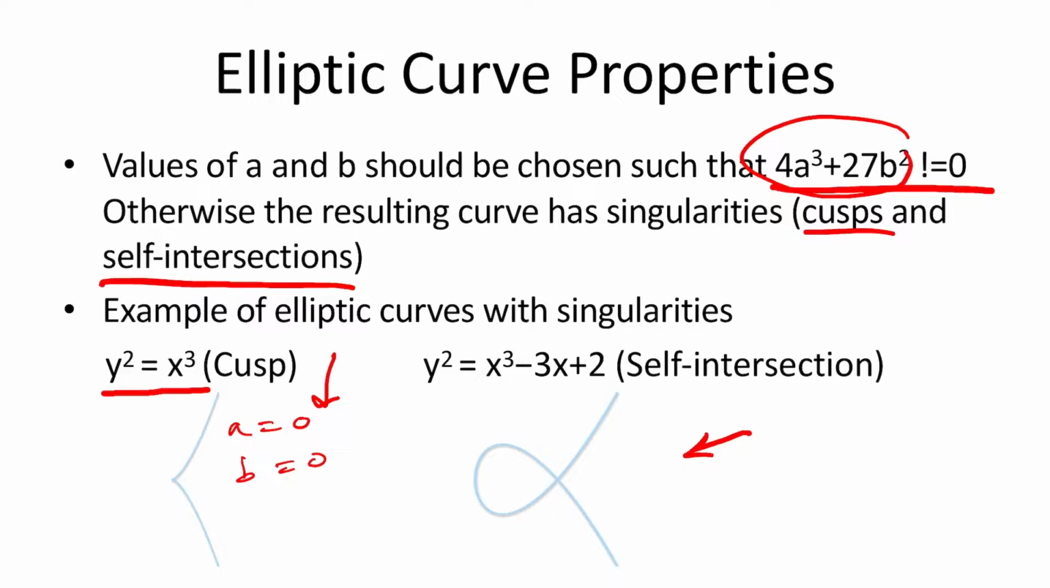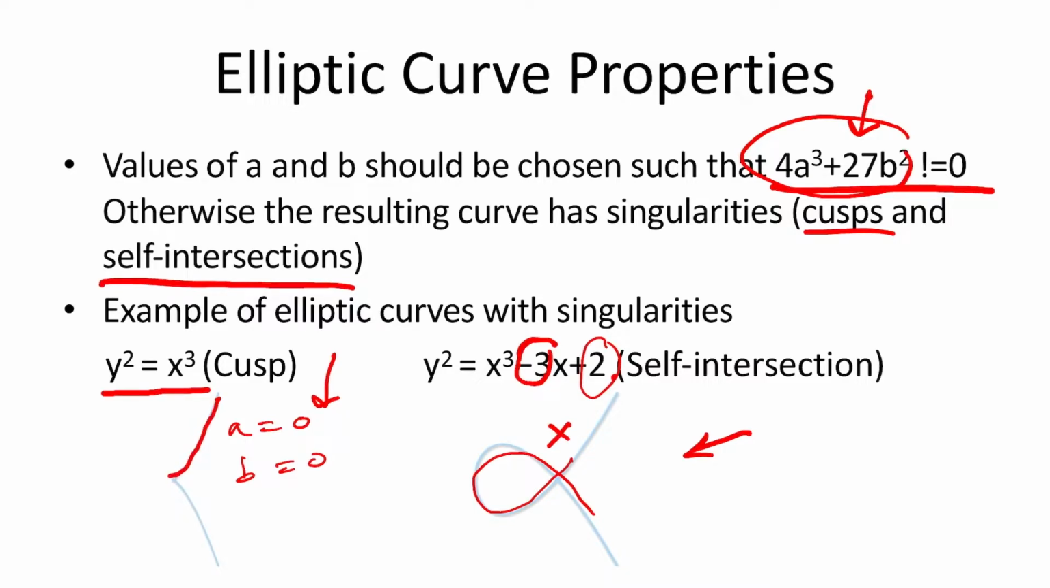Similarly, the right curve right here has a equal to -3 and b equal to 2. Again, if you plug in a equal to -3 and b equal to 2 into this equation, you will see that it results in a 0. So this curve right here has a self-intersection. So this is again a singularity which is not allowed.